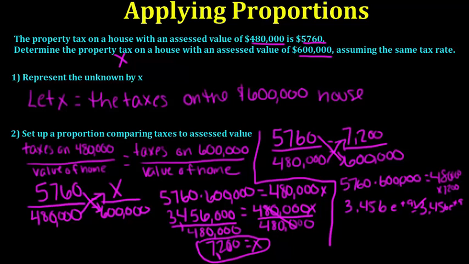Again, another way we can do this is simply dividing it out, because after all, a fraction is a division problem. So 5,760 divided by 480,000 is equal to 0.012, and 7,200 divided by 600,000 is also equal to 0.012. So we know that statement to be true.